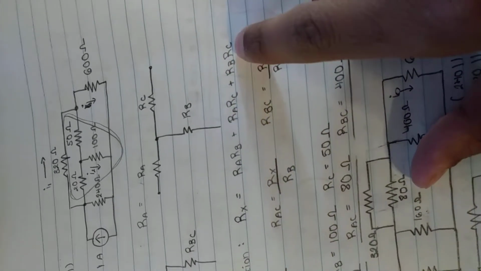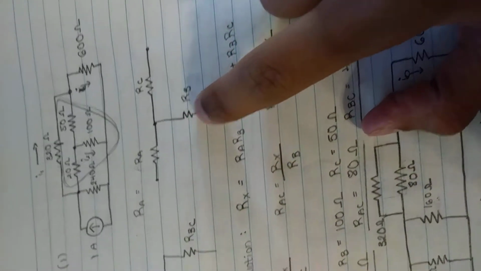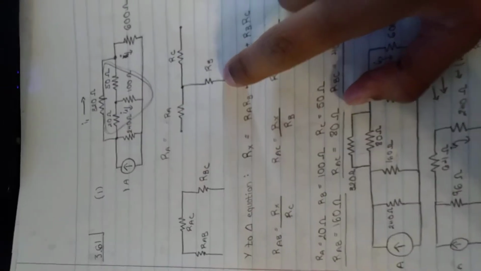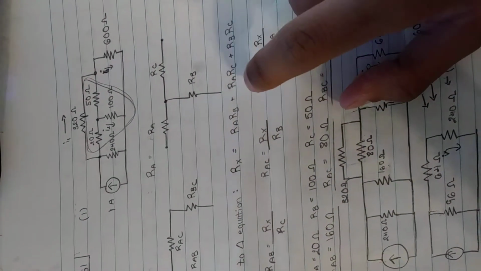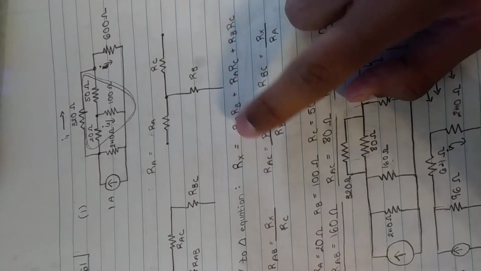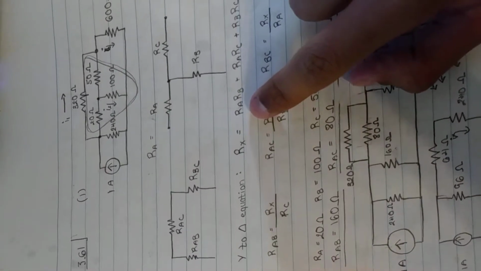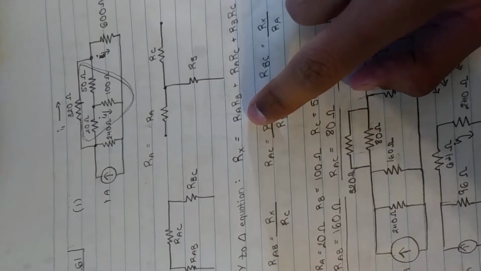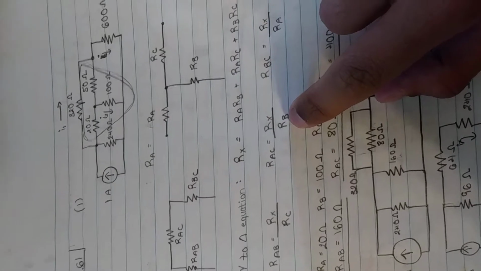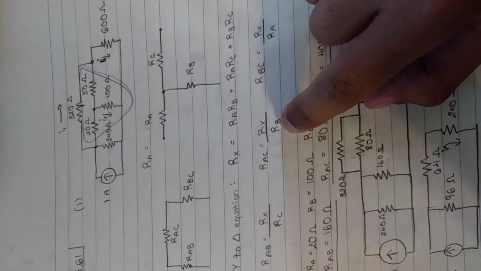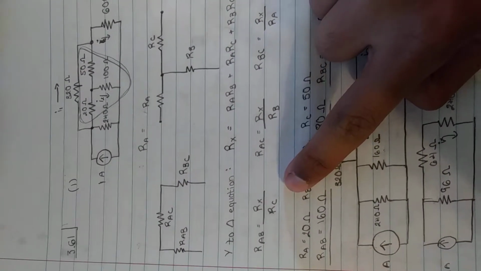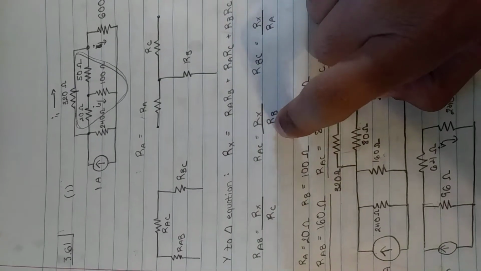So Rx would just be RA times RB plus RA times RC plus RB times RC. If you get Rx, to get RAB, RAC, and RBC, it's quite similar. It's quite easy after that. Just plug it in: Rx over RC, Rx over RB, Rx over RA to get these values.